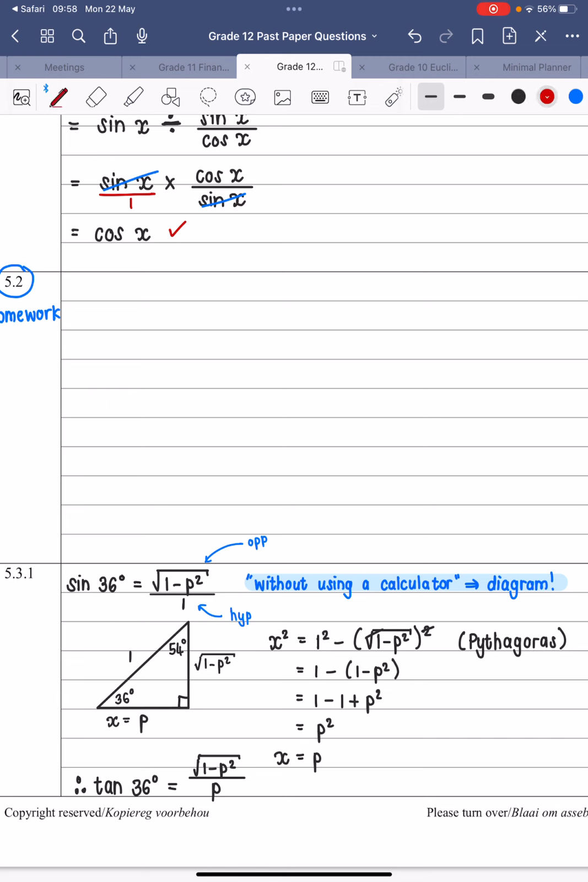Okay, 3 marks. So you would get a mark for drawing your diagram. I'm trying to remember now. I actually think I marked this question. It was a mark for the diagram, a mark for getting x equals p, and then it was a mark for that answer.